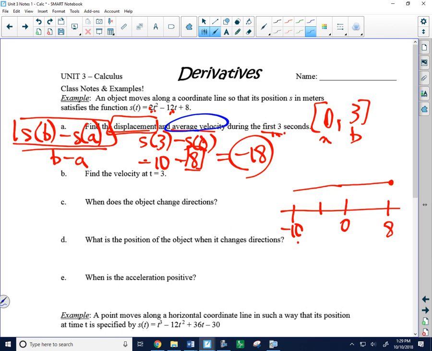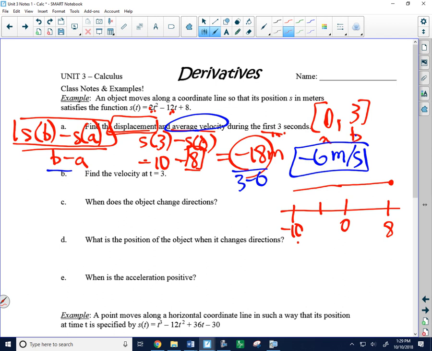Average velocity then is when you complete the formula. So you put this over, so really I could have gone back here, over b minus a. So over 3 minus 0, which is 3. Which you get negative 6 meters per second. I just realized I forgot to write meters here. It did give us units. Okay, so displacement and average velocity go together. If you have average velocity, you really already did displacement. It's the numerator.